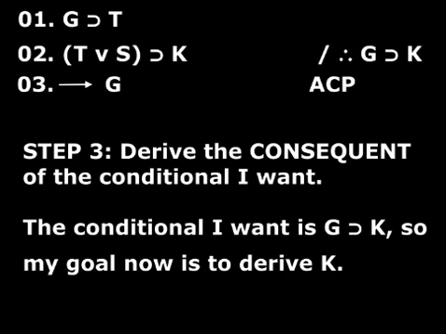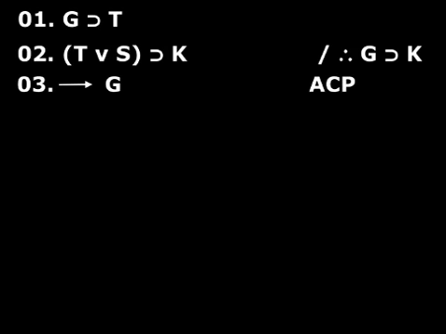Okay, so now that's what I'm going to do. I'm just going to go back to using the inference rules, and my goal is to derive K. And you'll see that's going to be pretty easy. I have G, so I can get T by modus ponens on 1 and 3.